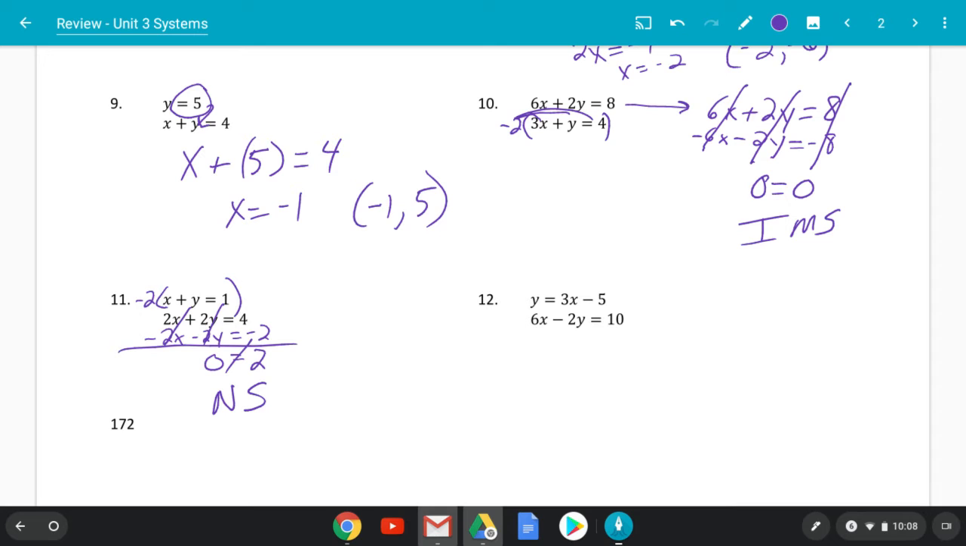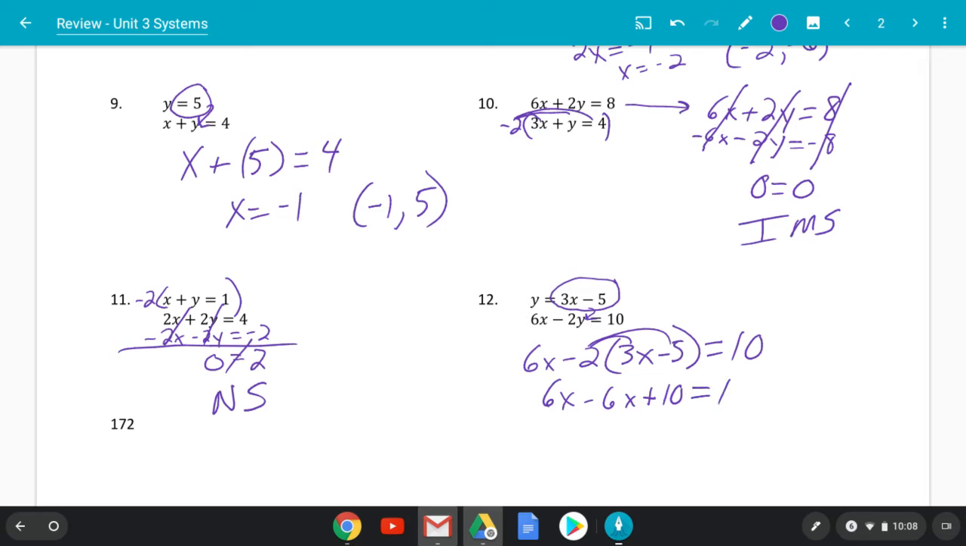On number 12, since one already says y equals, I'm going to use the substitution method, substitute the y. So I have 6x minus 2 times 3x minus 5 equals 10. Distribute. 6x minus 6x plus 10 equals 10. Those x's cancel, so I have 10 equals 10. Is that true? So therefore it is infinitely many solutions.